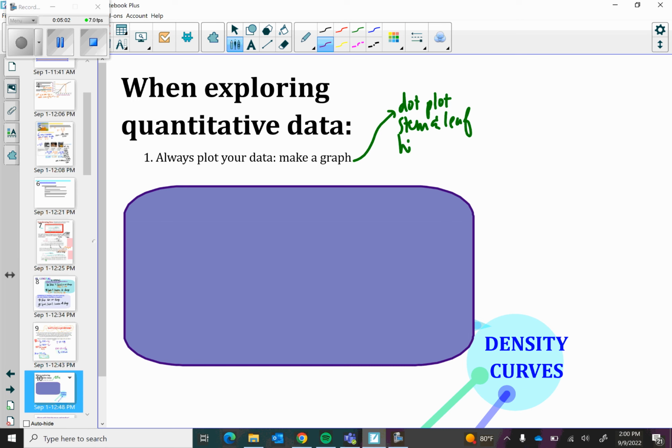a histogram or a stem and leaf, dot plot. There was one, oh, box and whisker.